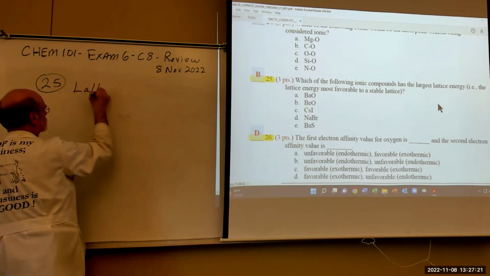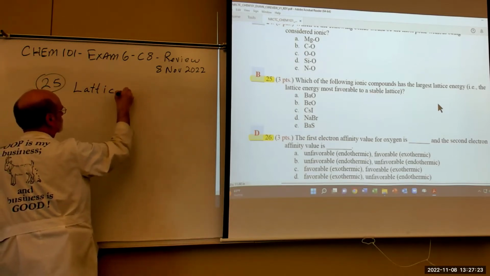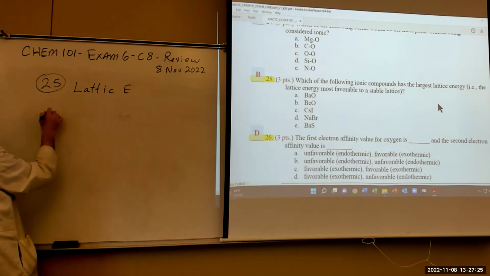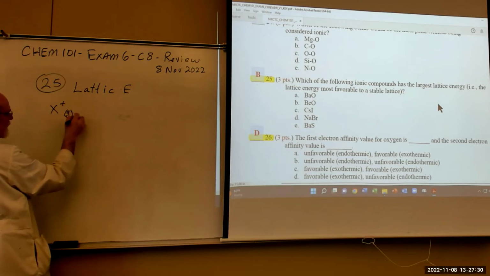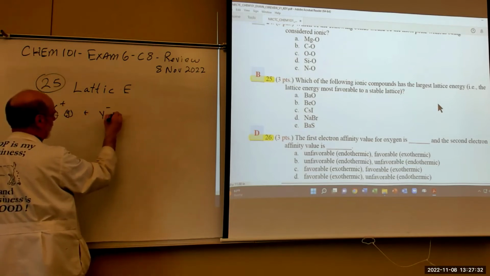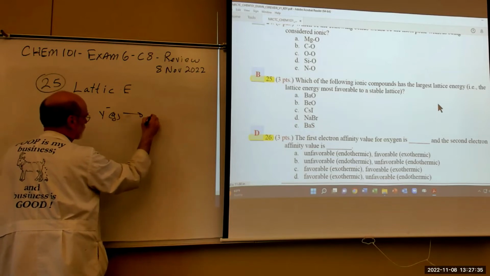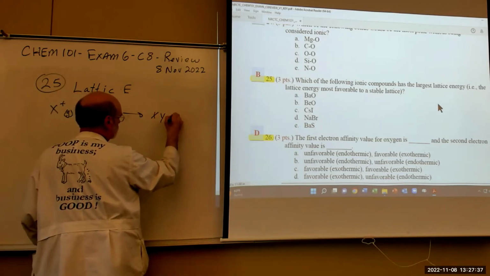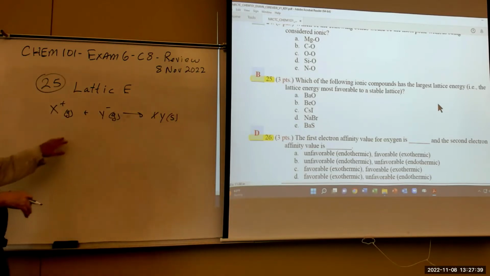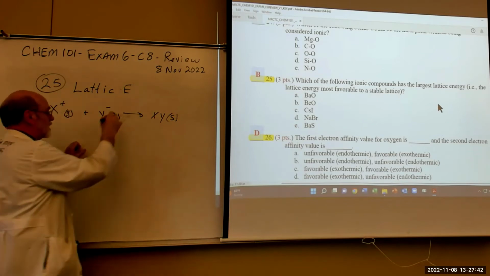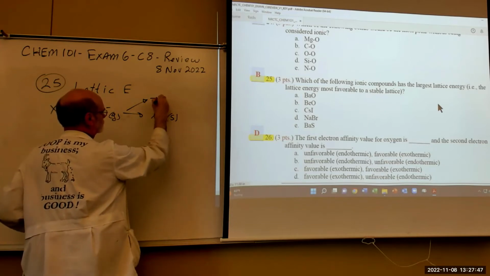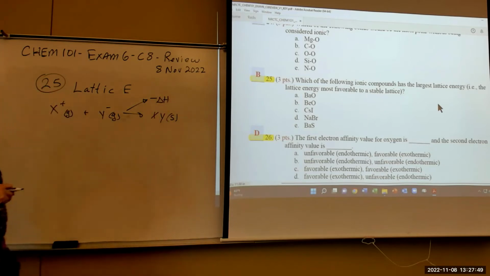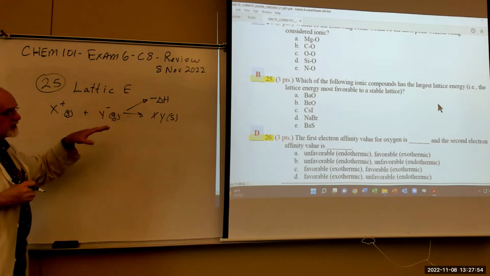Which of the following ionic compounds has the largest lattice energy? The lattice energy most favorable to a stable lattice. Remember, lattice energy is when you take the gas of the cation and the gas of the anion, and they come together and make a solid. That's the expression for lattice energy. When they come together, it's extremely exothermic. So you want the one that gives you the greatest amount of energy from that process.